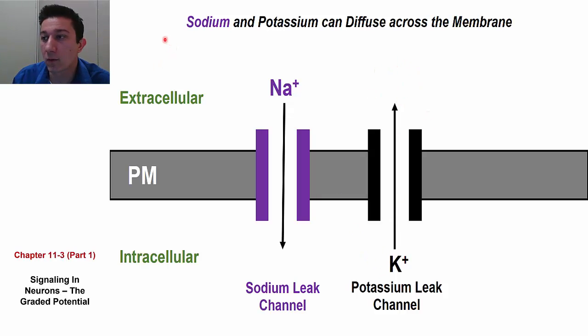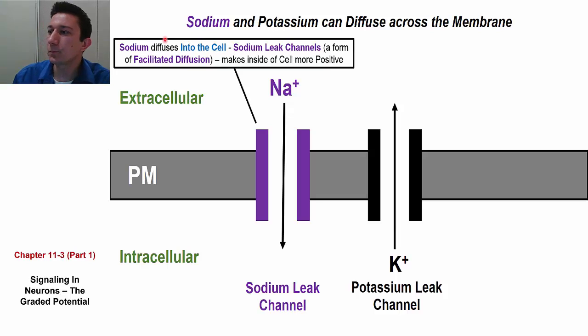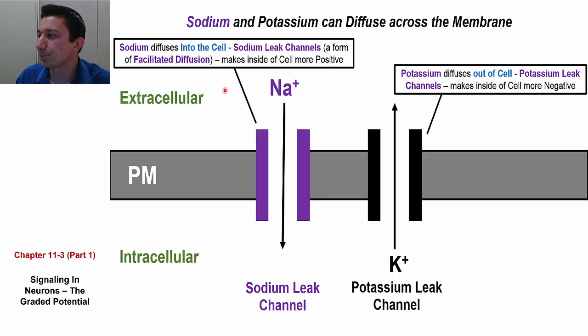Potassium's always going to leak or diffuse out. Right? So sodium diffuses into the cell through these sodium leak channels. As I mentioned before, leak channels are a form of facilitated diffusion. That is, think of these as protein doorways through the membrane, because sodium and potassium can't diffuse directly across the plasma membrane. So because sodium is a positive charge and it's coming into our cell, it's going to make the inside of our cell more positive. Right?